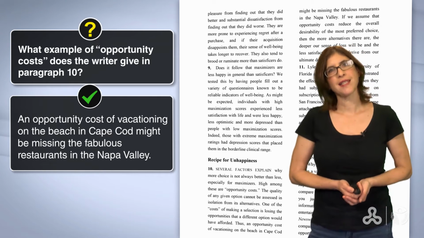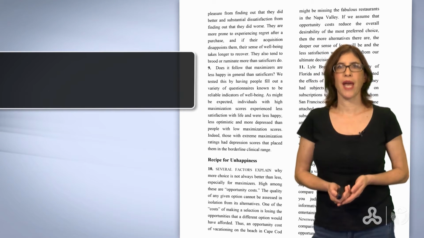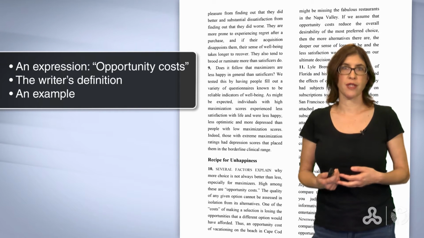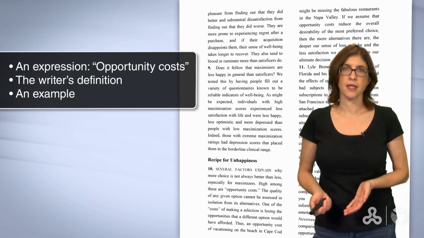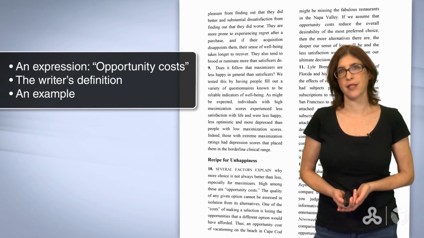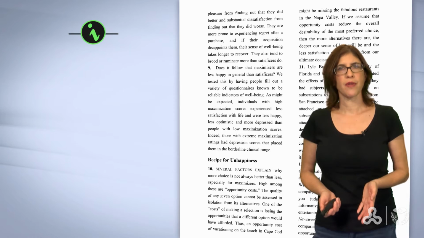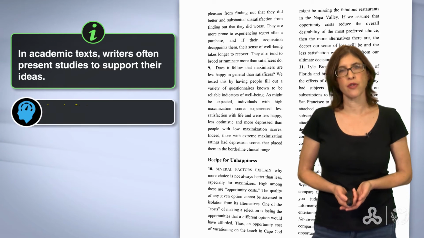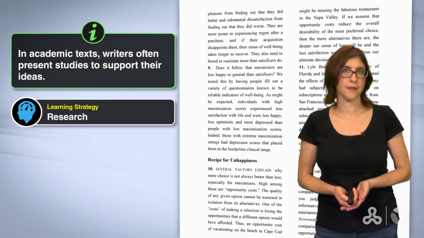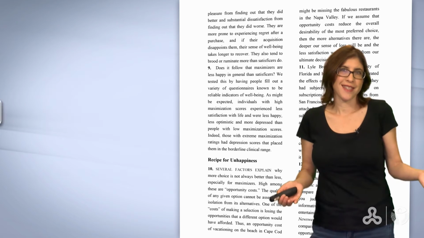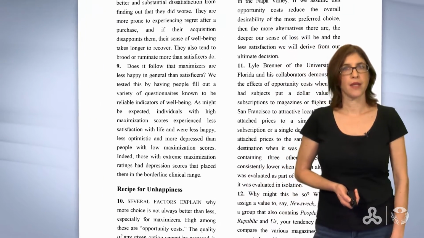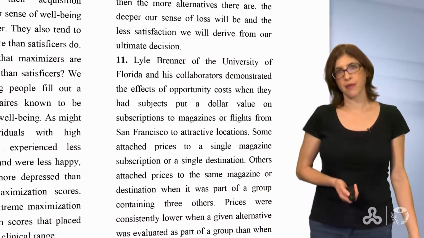So, until now we can say that we have an expression, opportunity costs, we have the writer's definition of opportunity costs, and we found an example of opportunity costs. Now remember that in academic texts, writers often present studies to support their ideas. Our writer does the same. Let's zoom in on the next paragraph, paragraph 11.